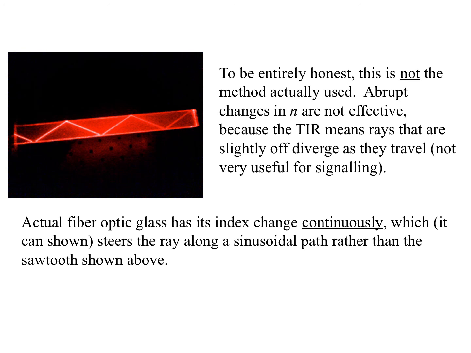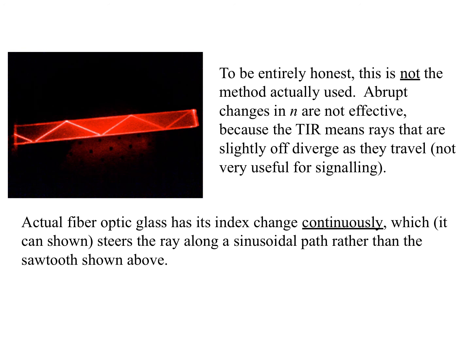To be entirely honest, this is actually not the method that people use, because abrupt changes in index of refraction lead to scattering and dispersion of the light rays, because if there's any change in geometry, they go off at different angles. So actual fiber optic glass usually has its index change continuously, in other words, vary smoothly from 1.3 to 1.6. And you can show that that ends up bending the light ray smoothly.